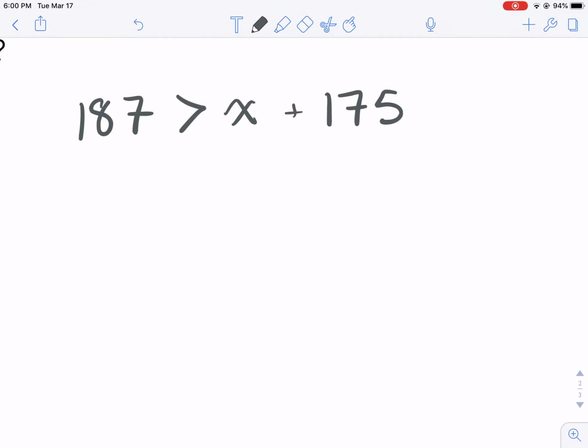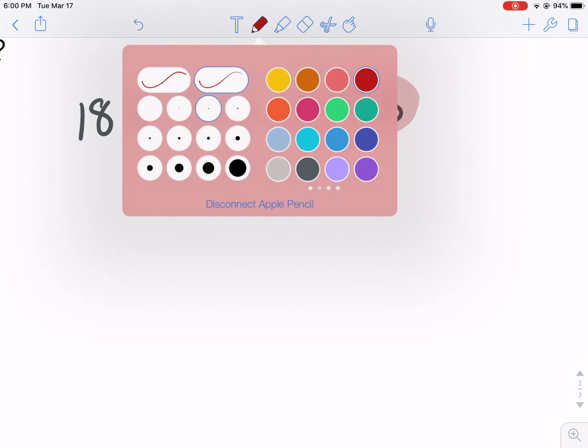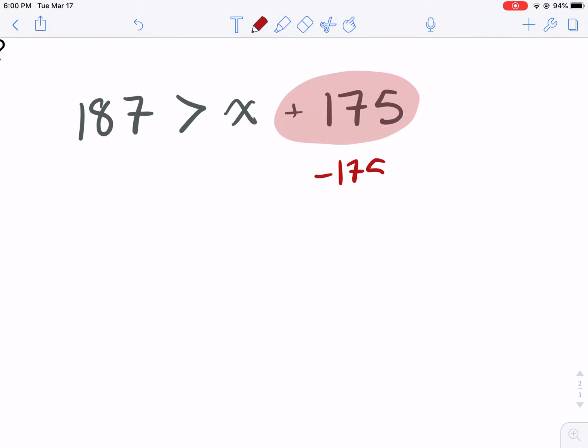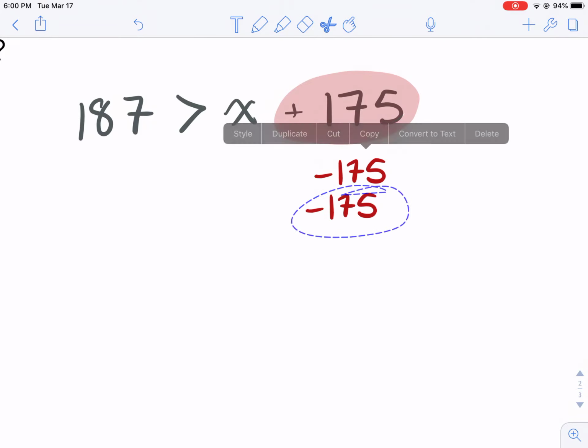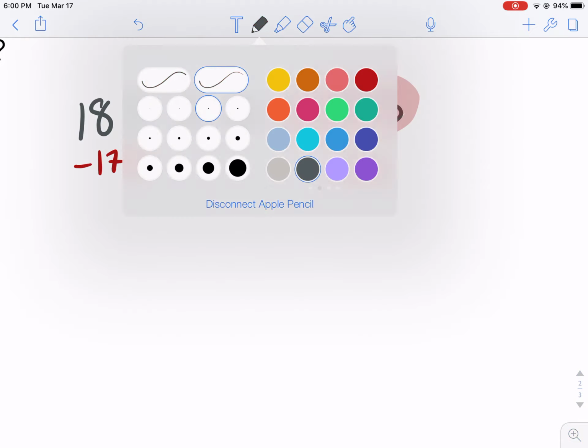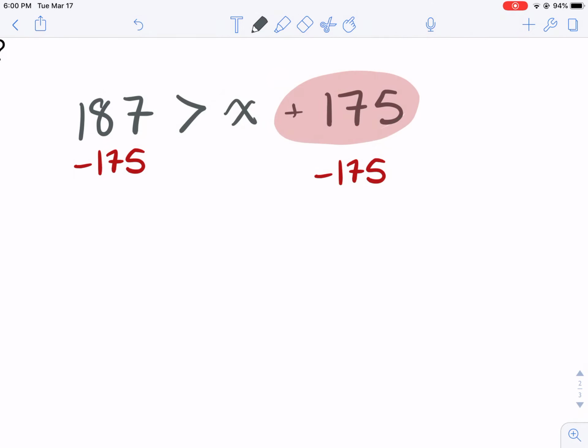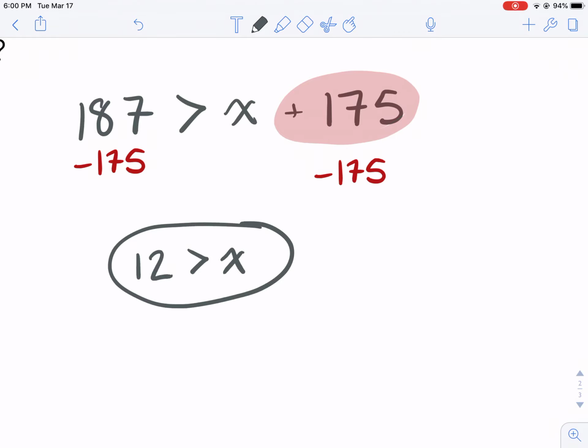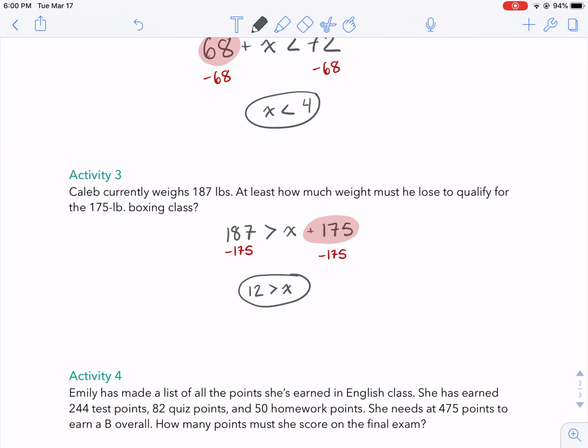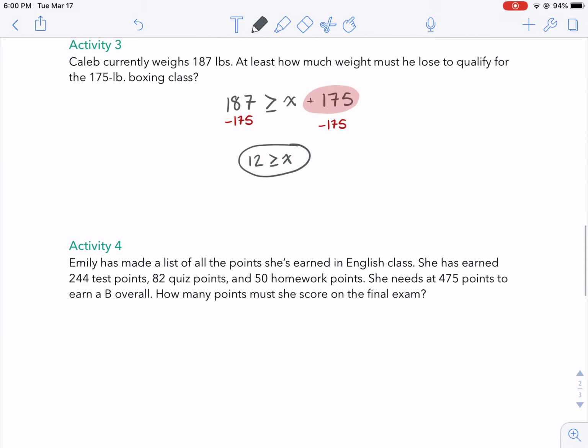So what we're going to do is undo what is happening to our x. What is currently happening to our x is this plus 175. So let's go ahead and undo that with a minus 175. But of course, what you do to one side, you gotta do to the other, so they will even out. So 187 minus 175 is 12. 12 is greater than x. So Caleb needs to lose at least 12 pounds. Oh, at least, huh? This should be equal to at least 12 pounds.